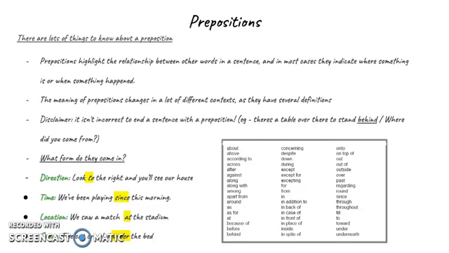Disclaimer: it isn't incorrect to end a sentence with a preposition. For example, there's a table over there to stand behind, or where did you come from? What form do they come in? Direction, time, location, and space.